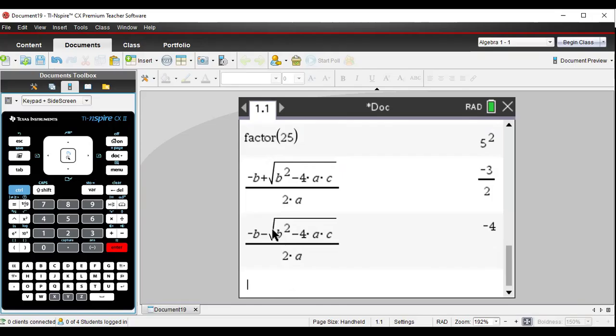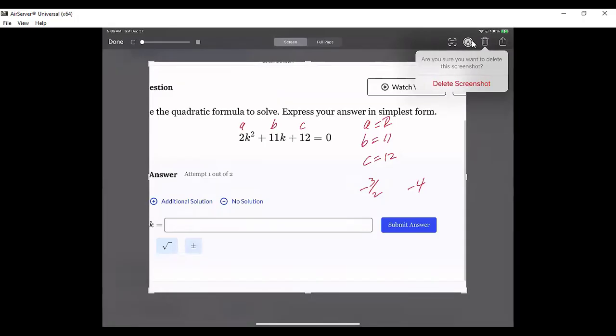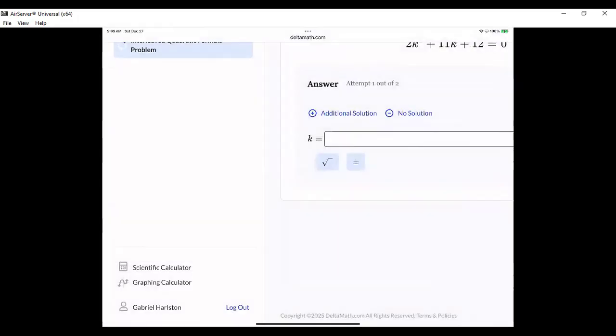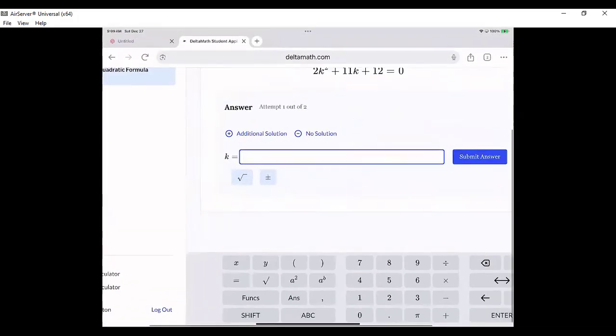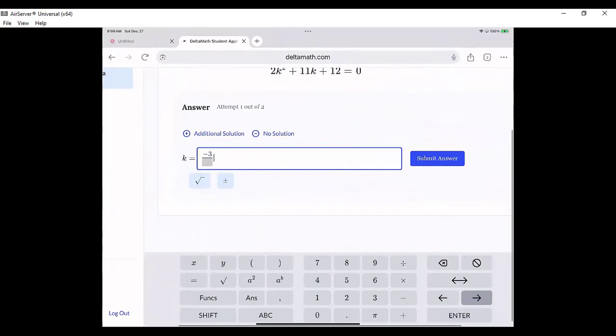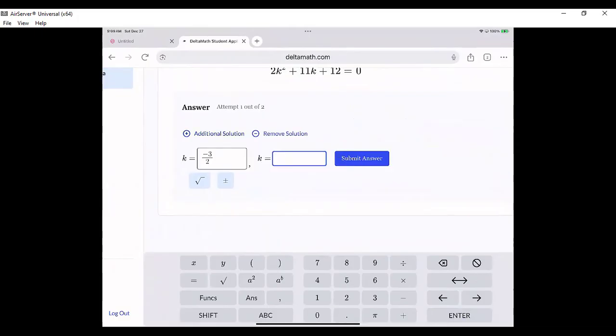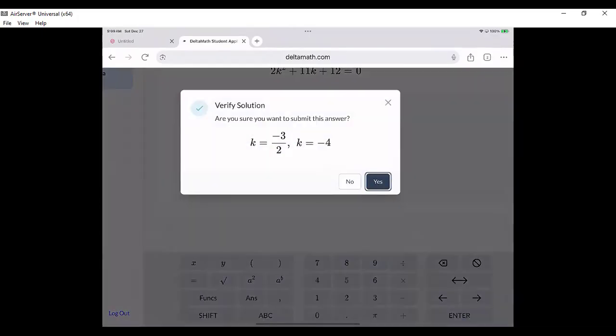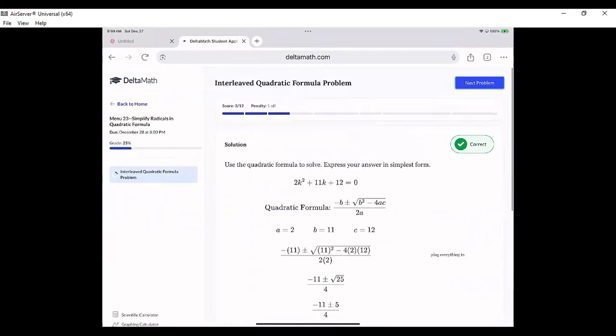So I can go back to my iPad. I can delete this, and I can go ahead and enter those two answers. So it's going to be -3/2. Okay. And then the other solution is just -4. And then I submit it. And it says, nice job.